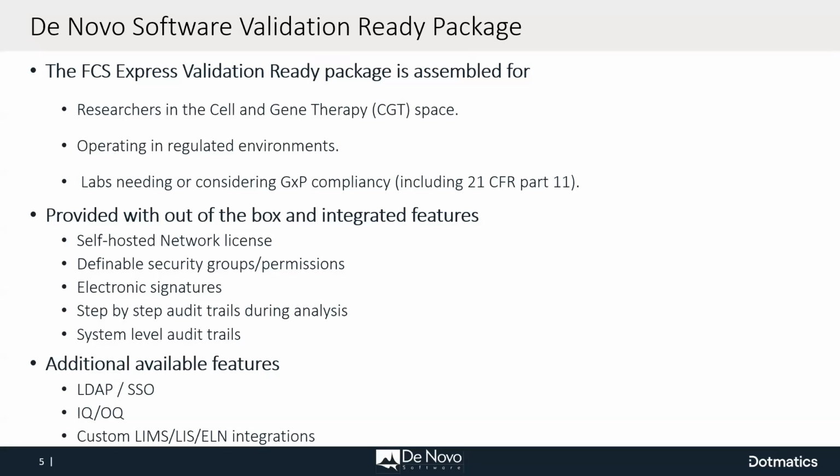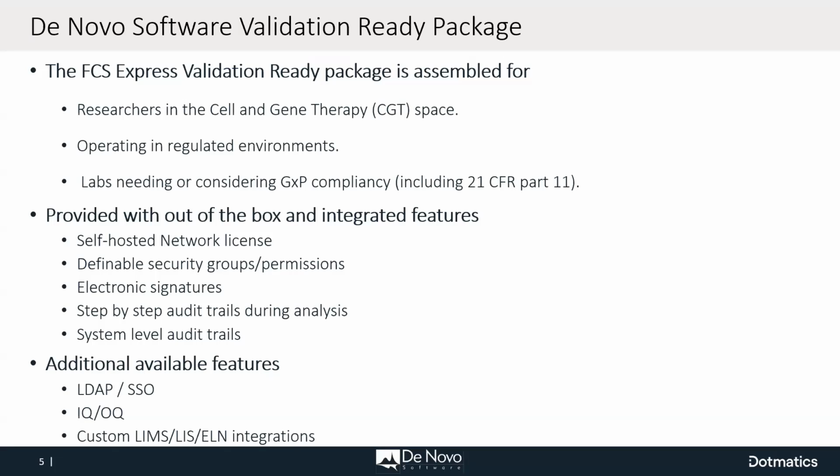It's really convenient to move between RUO and IVD with some sort of compliancy in between. Really, anybody working in a regulated environment. So, if you're not in cell and gene therapy, we have lots of people working in FCS Express who are just working in facilities where they need or they're considering some sort of GXP compliancy, including 21 CFR Part 11 compliancy. And the way that we help you get to compliancy with FCS Express is through a set of features that are integrated within the software.